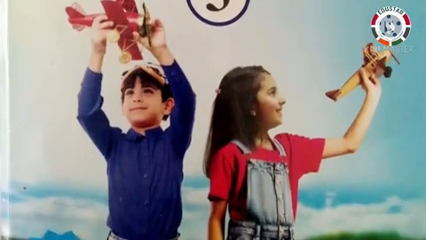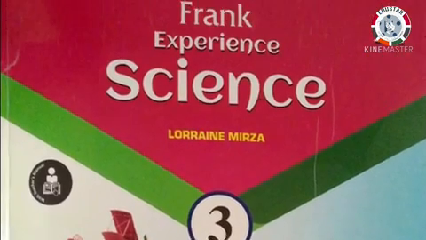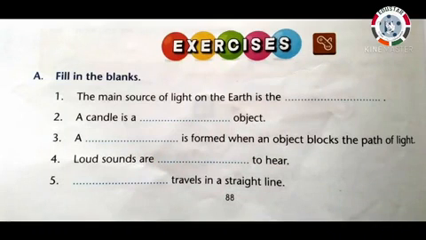Now take your science book. Take lesson 9, light and sound. Turn to page number 88. Look at this exercise A. Fill in the blanks. First one, the main source of light on the earth is the dash. The answer is sun.